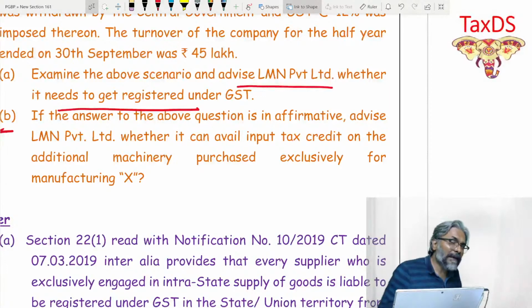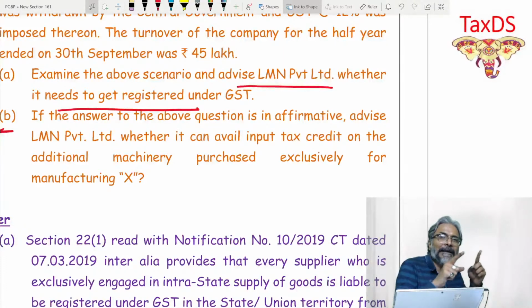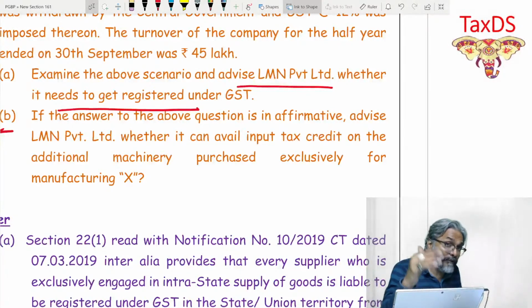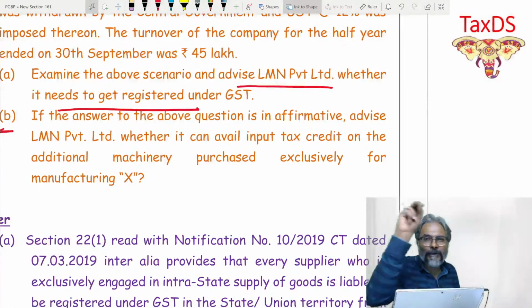Up till now, till 31st of October, he was not liable for registration. Therefore, he was not a registered person. Because he was not a registered person, he could not take the ITC. Now from 1st of November, students, he will be eligible to take the ITC, assuming that he has got registered immediately. Whatever is the ITC now, it will be eligible to him.